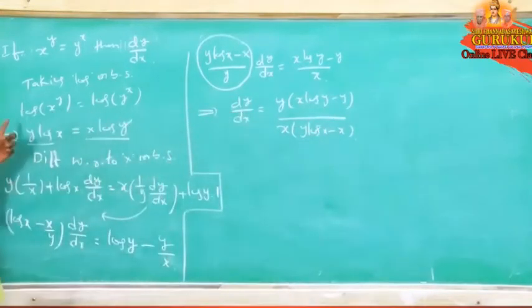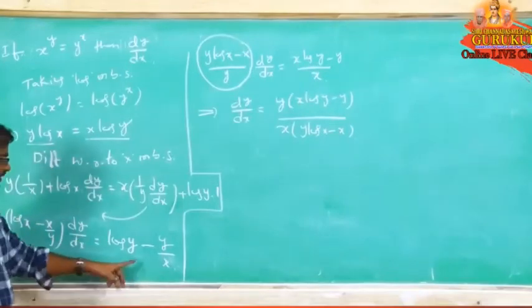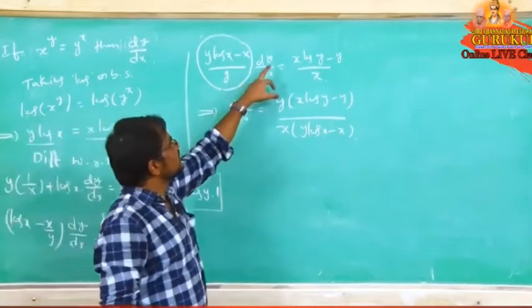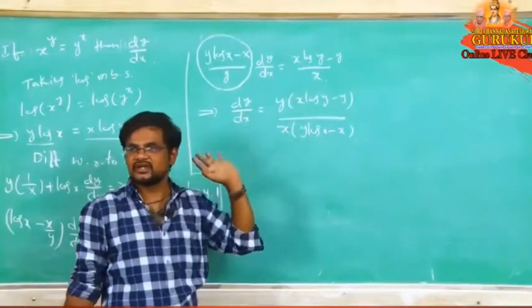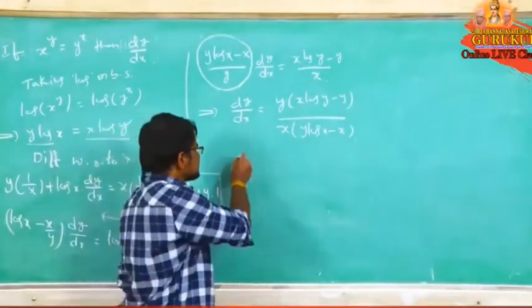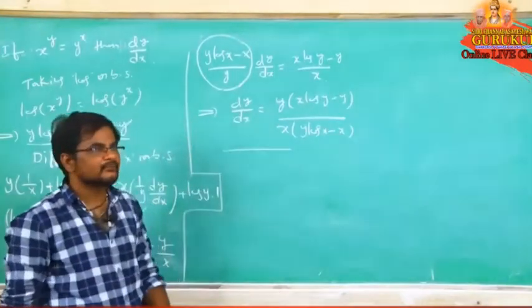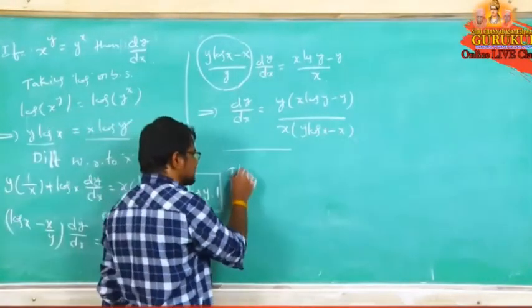See this one: taking log on both the sides and differentiating. You are taking LCM, y multiplied here, y into this one and this one multiplied here. This is our dy by dx. By using this information, you can find this type of problem also.